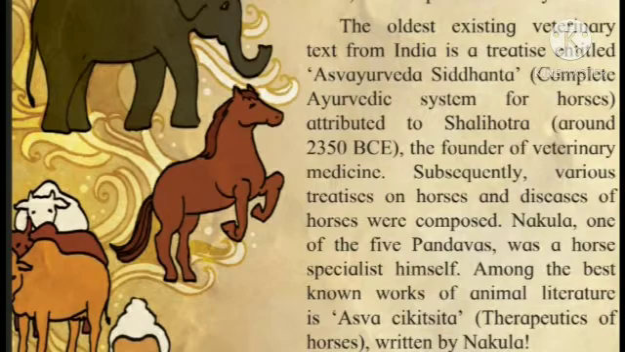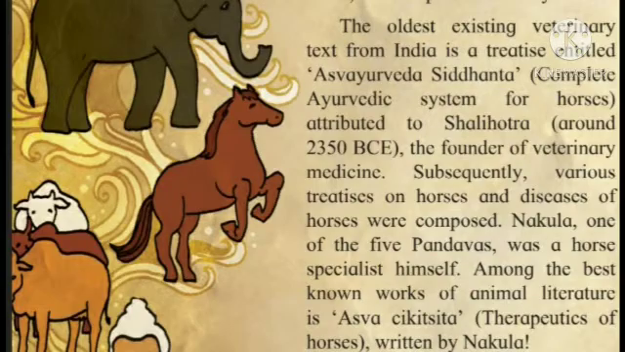Nakula, one of the five Pandavas, was a horse specialist. So Nakula of the five Pandavas was himself a specialist of horses. Among the best known works of animal literature, literature meaning a written work, is Ashwa Chikitsita, therapeutics. Now, what is meant by therapeutics? Therapeutics means the branch of medicine concerned with the treatment of animals. So, this was the therapeutics of horses, written by Nakula.